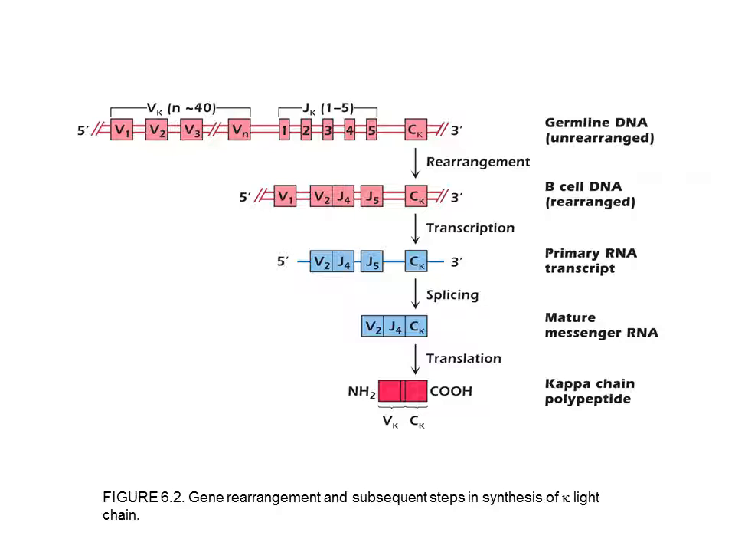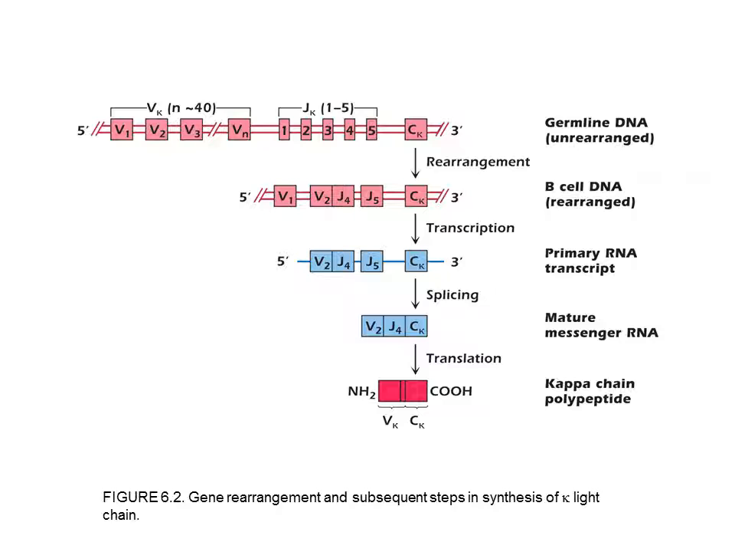So we have a kappa light chain in this case, and you can see from here that there is germline DNA, and germline DNA has three important portions. You see a 3 end on one side, a 5 end on the other side. There's a V portion, variable, there's a J portion, which is joining, and then there is a constant chain, which in this case happens to be kappa.